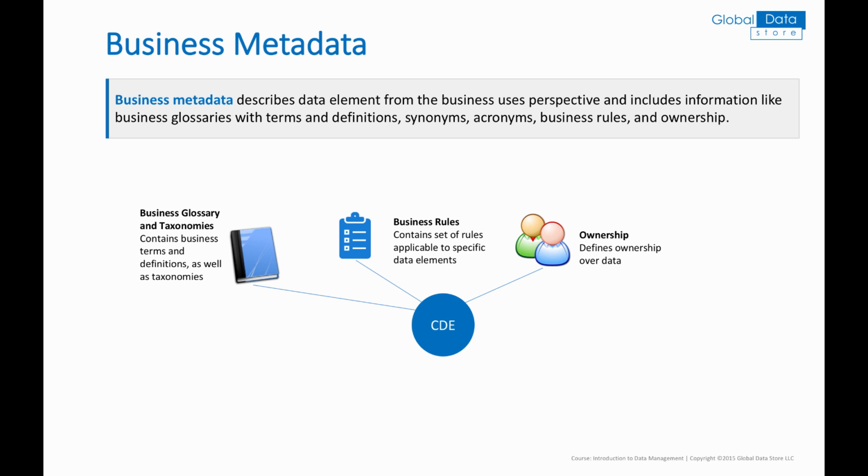Business metadata describes data element from the business uses perspective, and includes information like business glossaries with terms and definitions, synonyms, acronyms, taxonomies, business rules, and ownership. Let's move forward with an example that covers business metadata.